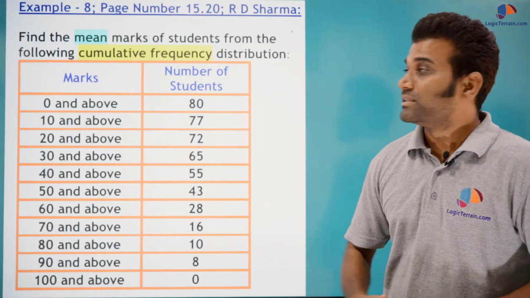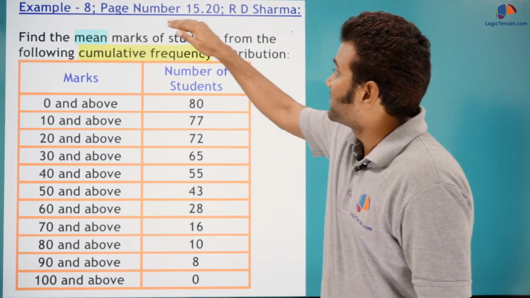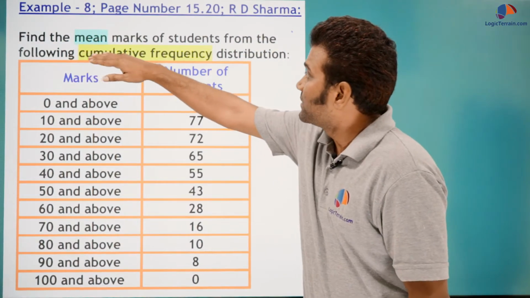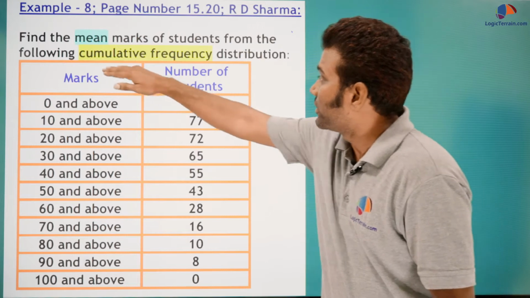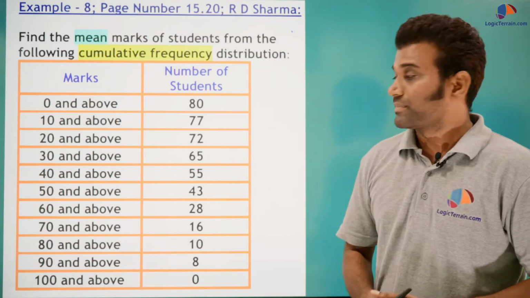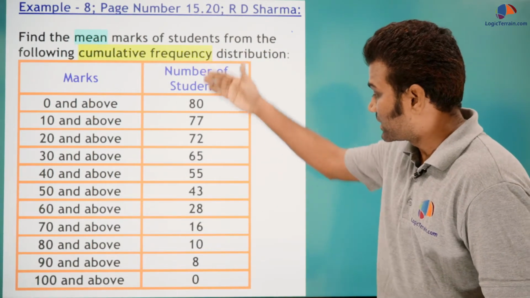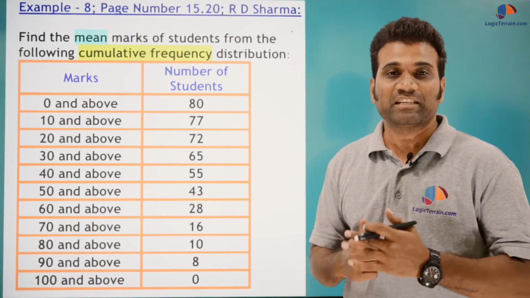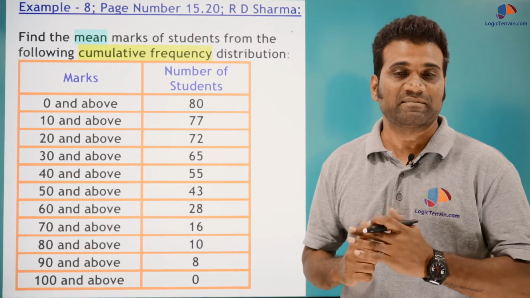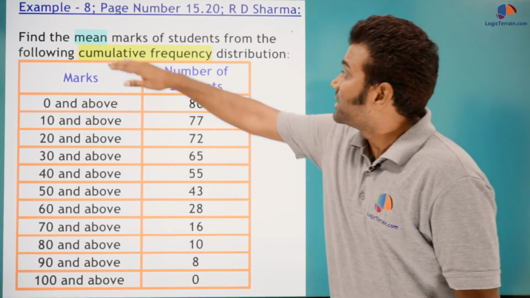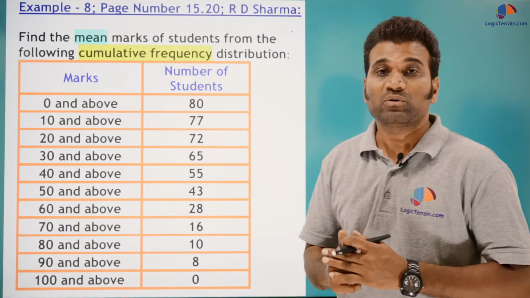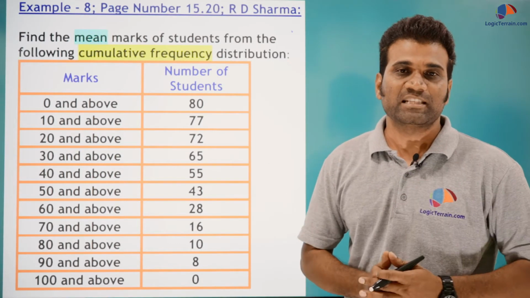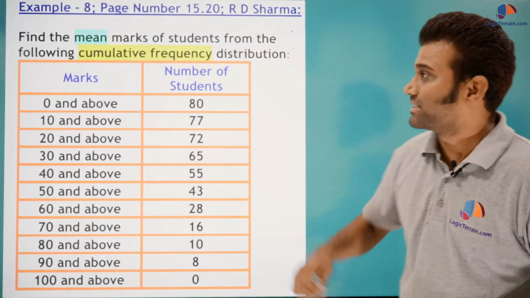Here is our question. This is example 8, page number 15.20 from R.D. Sharma. The question is, find the mean marks of students from the following cumulative frequency distribution. Here we are given number of students, these are cumulative frequencies and marks. This is cumulative frequency distribution, it's not normal frequency distribution. To find the mean marks of students, we have to convert this cumulative frequency distribution into normal frequency distribution. Clear? Let's begin.